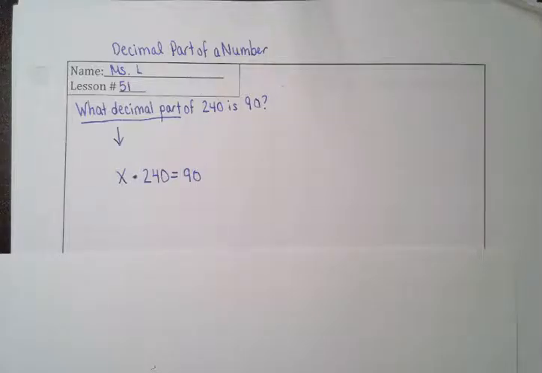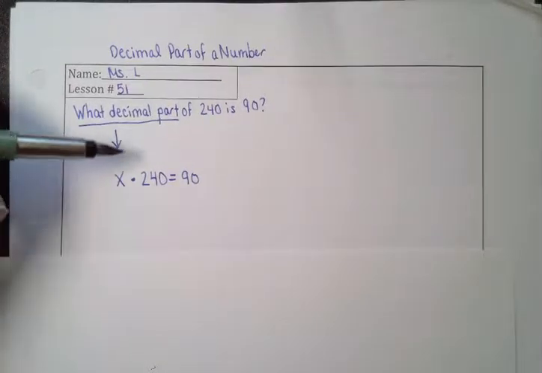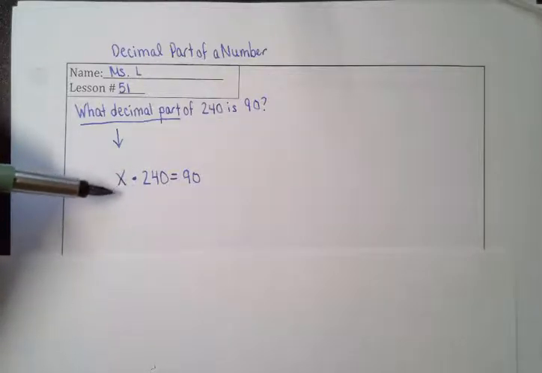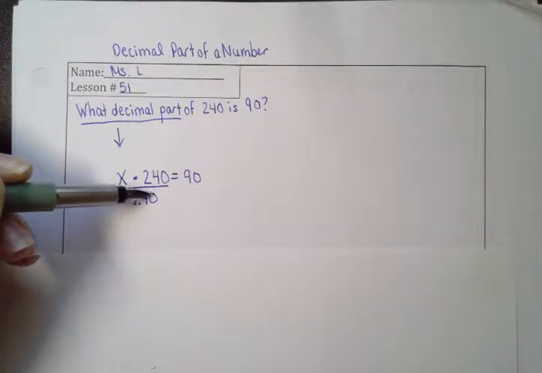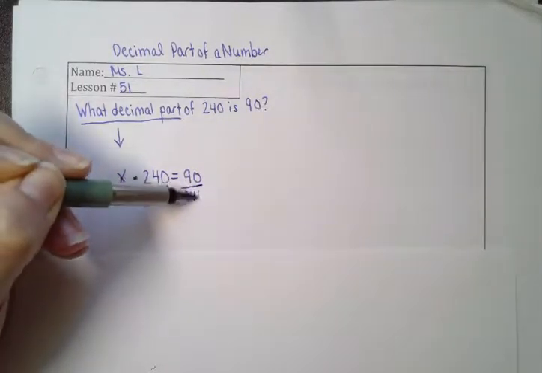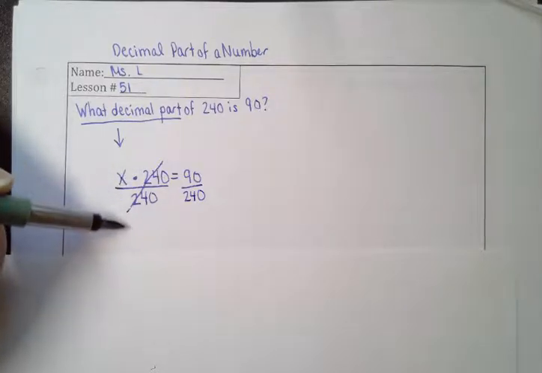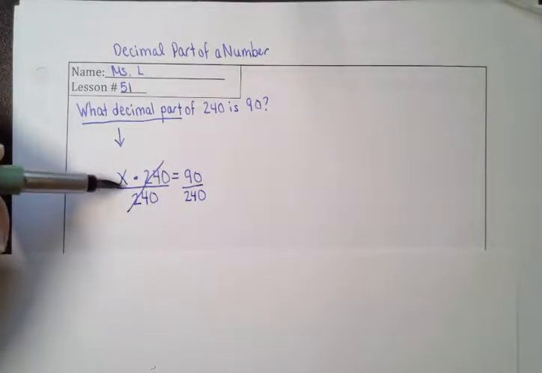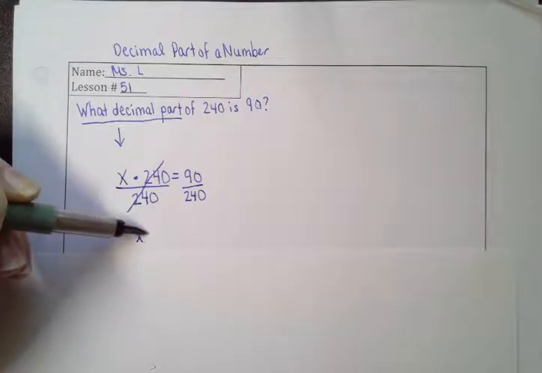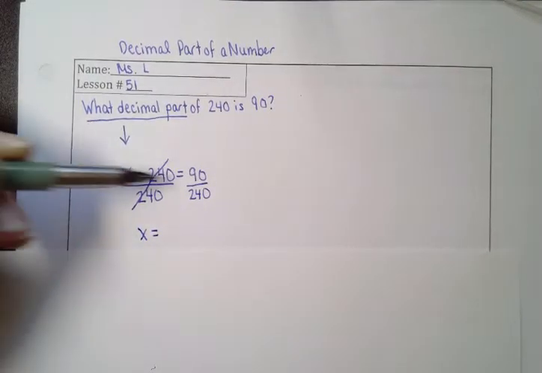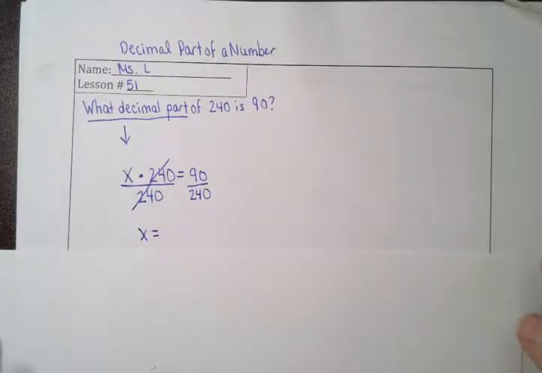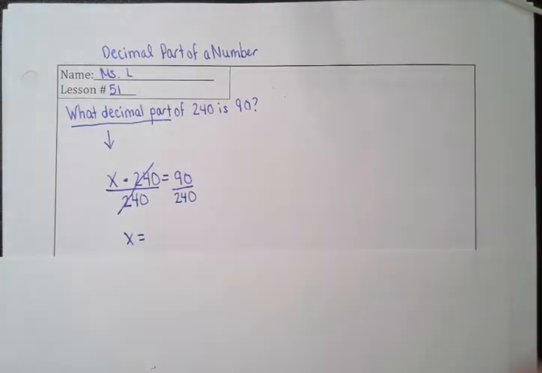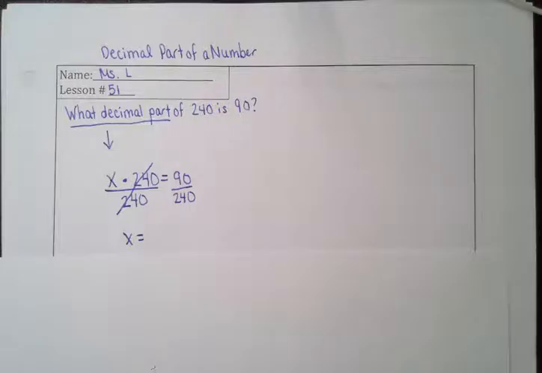We learned that when x is being multiplied by something, we have to undo the multiplication by dividing both sides by that number. So I'm going to divide both sides by 240. 240 over 240 is 1, so I just have 1x, or just x. Now I need to calculate 90 divided by 240. I'm going to have to do some long division, so go ahead and pause the video and take a moment to do that long division to get the decimal number.